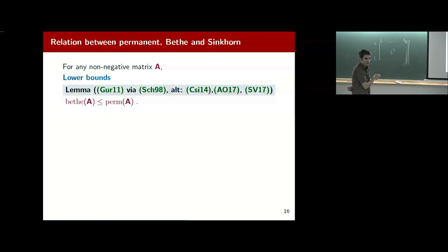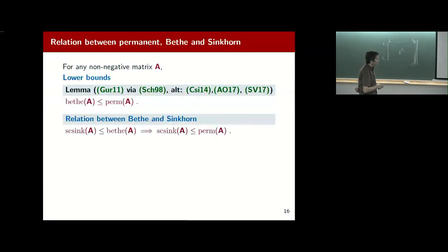it turns out that the Bethe approximation is indeed a lower bound on the permanent. Okay, and now it turns out that that scaled version of the Sinkhorn approximation is a lower bound on the Bethe. Okay? That's not very hard to show. It's just a straightforward consequence of the definition, but let's not do it now. So this means that the scaled Sinkhorn is also a lower bound on the permanent.